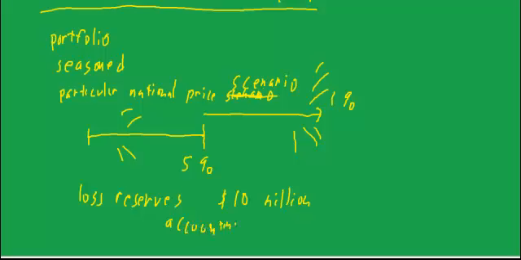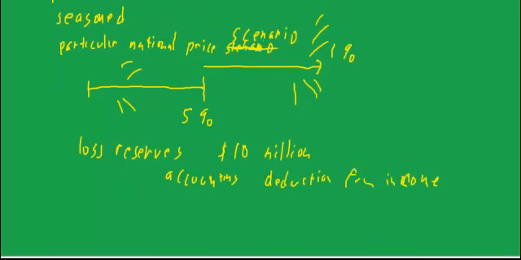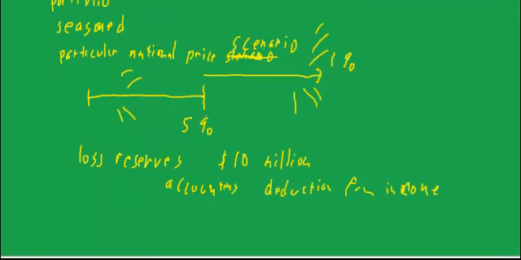a deduction from income. So if next year house prices have done better than you expected in your original scenario, you could reduce your loss reserves and actually have an increase in income. Conversely, if house prices over the next year do worse than you expect in your baseline scenario, then you have to take a hit to your income. So loss reserves enter as an income factor.